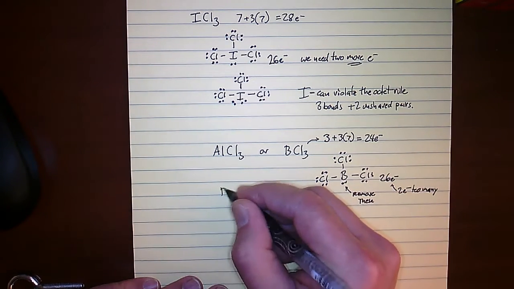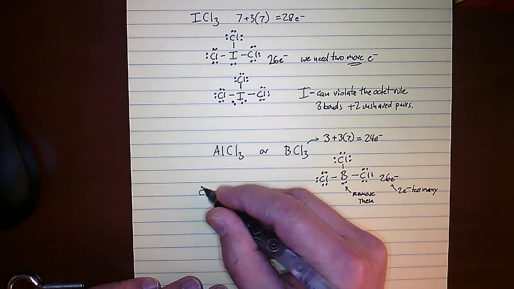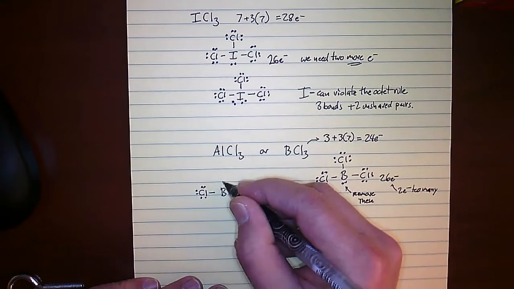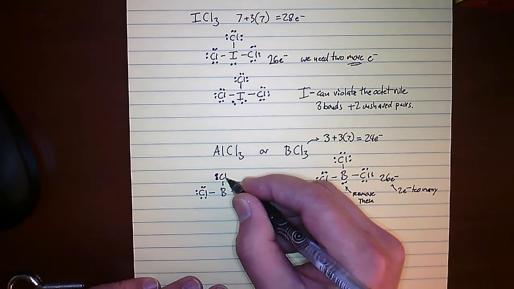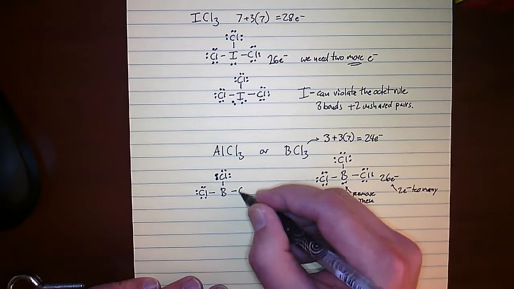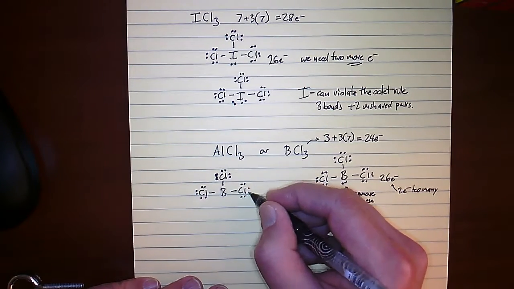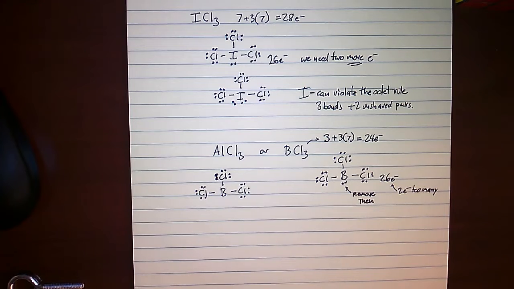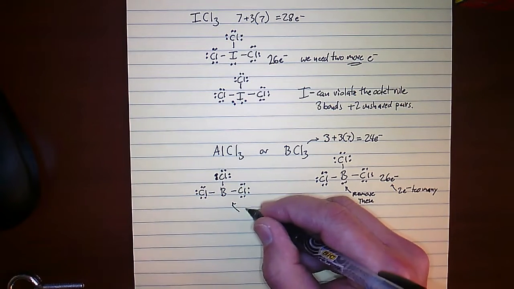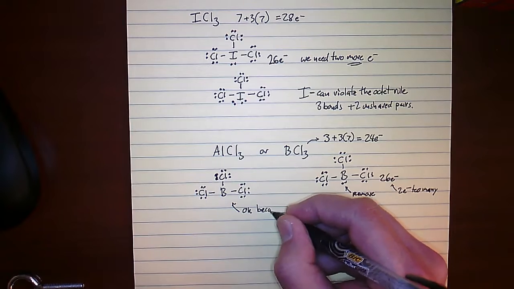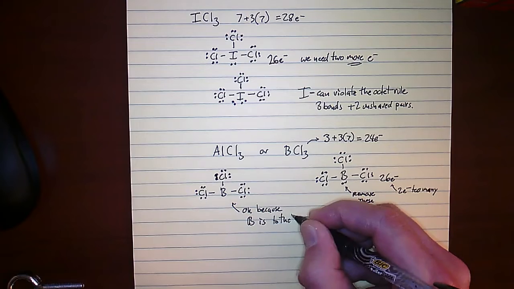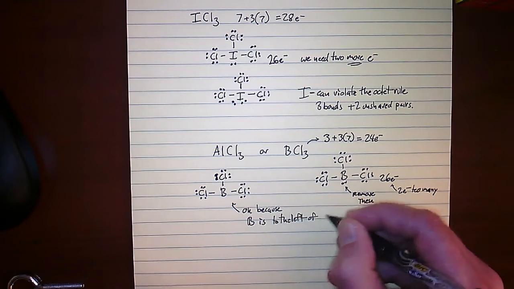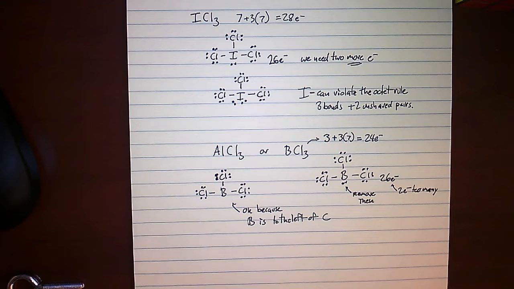And then we just draw this. And so for boron trichloride, it's perfectly okay to have fewer than 8 electrons. I don't know why I drew that back, but here are my dots, Cl, dot, dot, dot, dot, Cl, dot, dot, dot, dot, all right? And so you can just draw something like this, okay? And so this is okay, because B is to the left of C, right? In the alphabet and on the periodic table, boron is to the left of carbon.